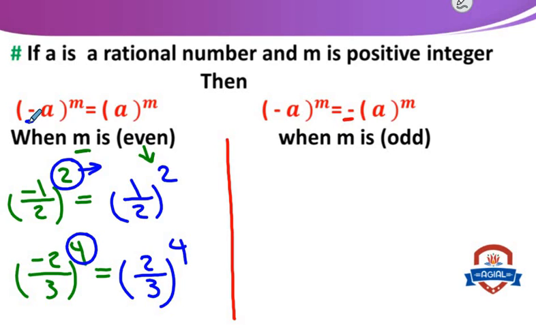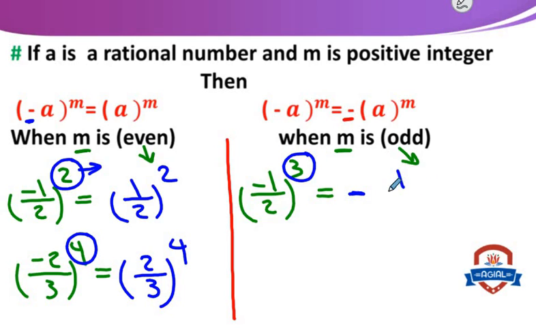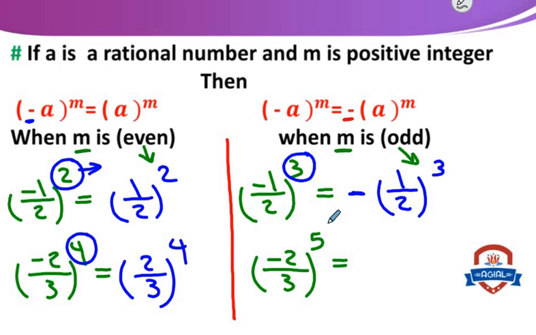Case number 2: negative a to the power m equals negative a to the power m when m is an odd number. For example, negative half to the power 3 equals what? 3 is an odd number, so keep the sign: negative half to the power 3. Another example, negative 2 over 3 to the power 5 equals what? 5 is an odd number, keep the sign, equals negative 2 over 3 to the power 5.